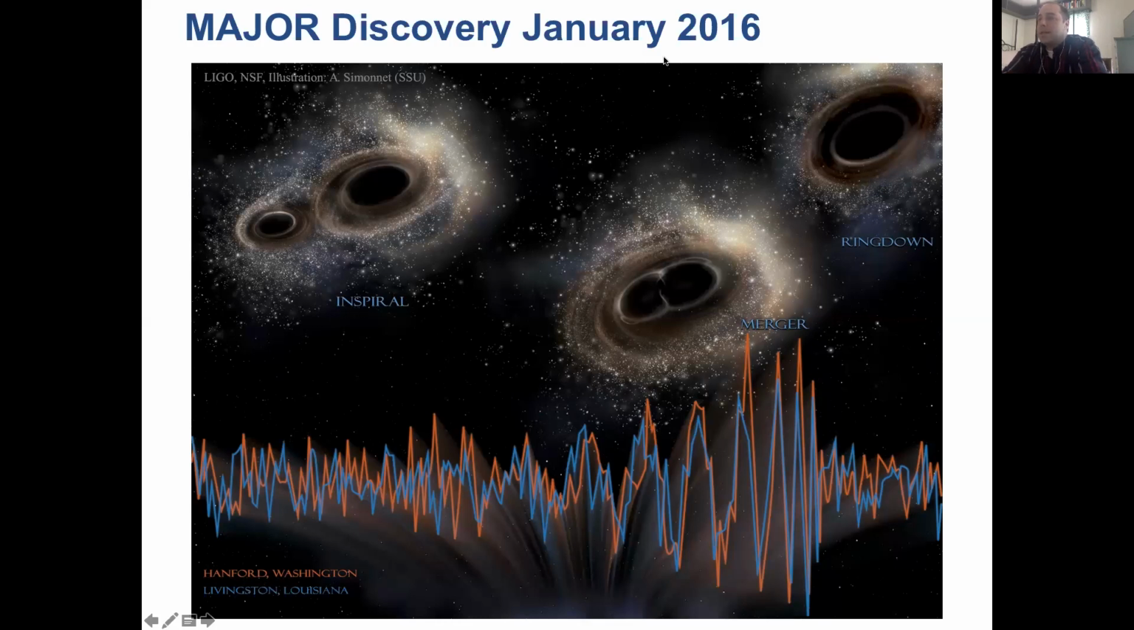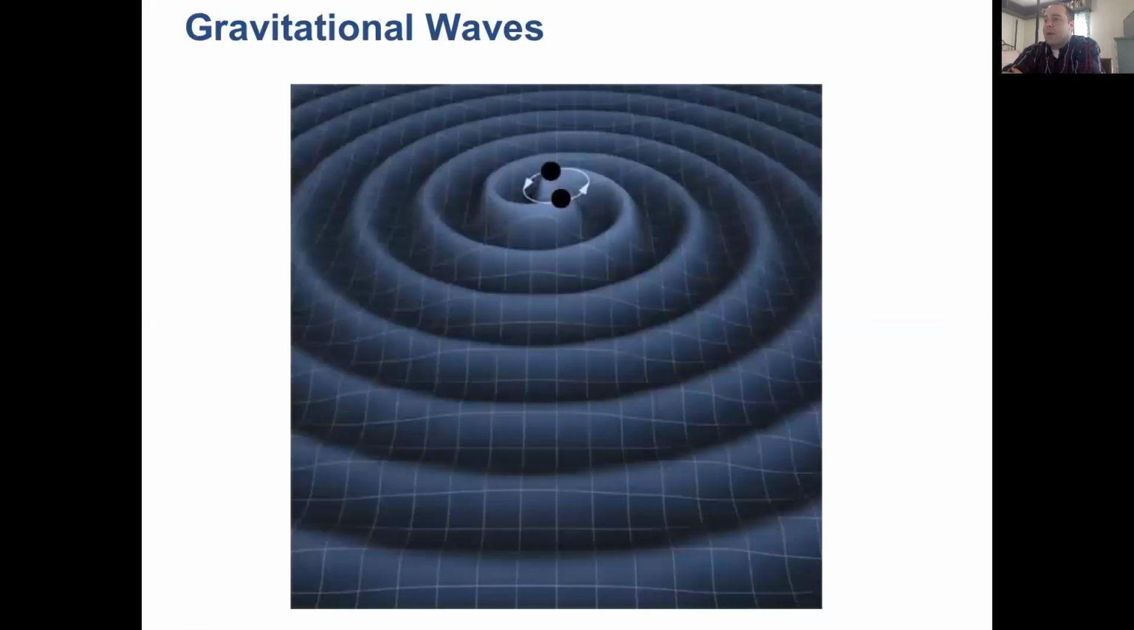But this is the first thing that was actually detected. What is it? Well, it's two black holes merging together to form a single black hole, right? And so how does this work? Well, again, if you can, let's look back to this thing.